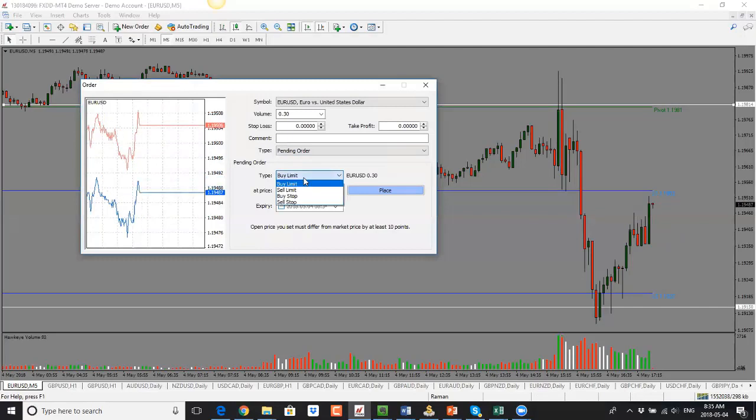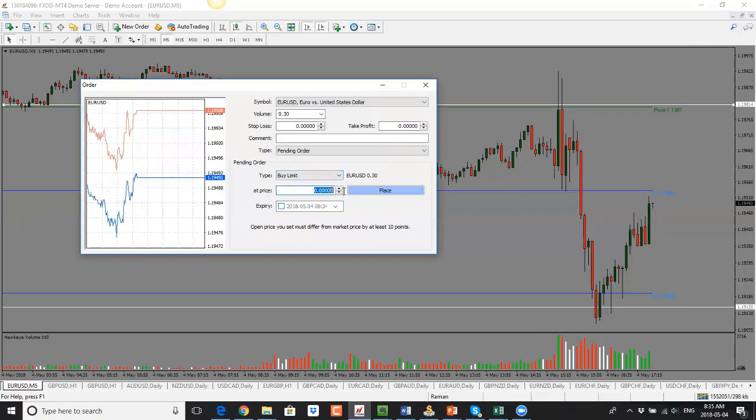So let's take a look at buy limit first, right? Buy limit means that you tell it at what price you want to buy. So buy limit will generally be below the current market price. So right now the price is at 1.19487. So let's say we want to buy here, which is 1.1915. So you would put that in there, 1.1915.